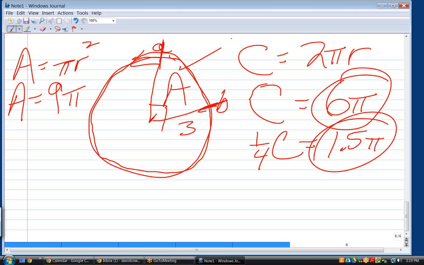Well, this is how much of the total area? A fourth. Okay, so the area of our sector is 9/4 pi. That's the way you're going to do all arc lengths, because arc length is just a piece of the circumference, and areas of sectors are just a piece of the area of the circle.